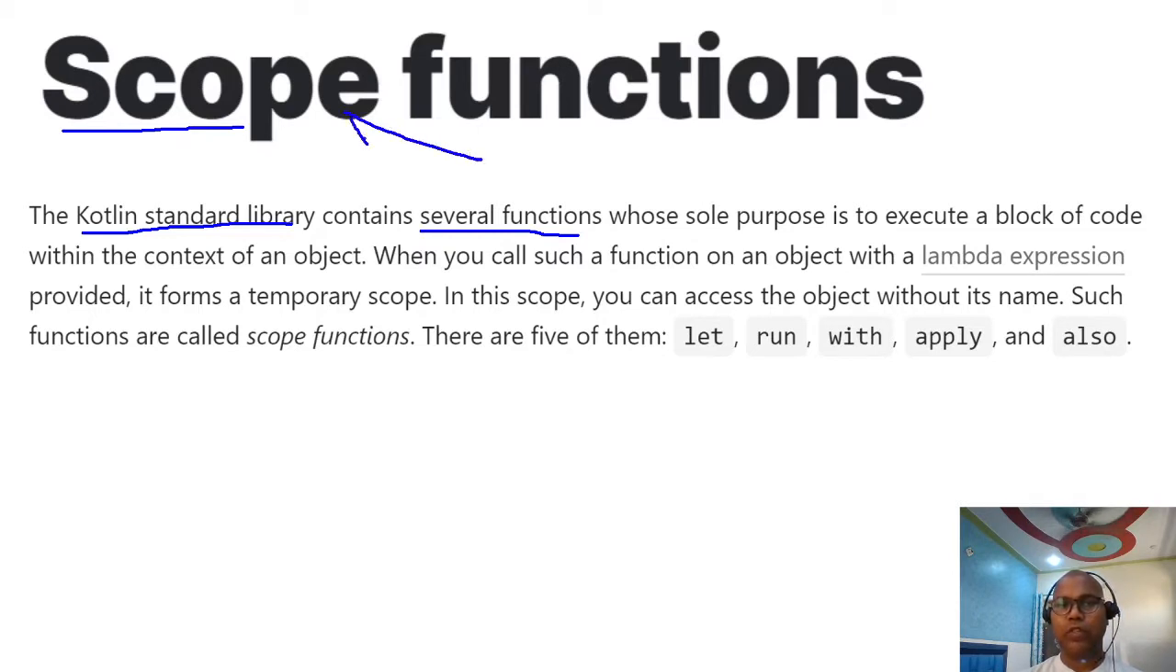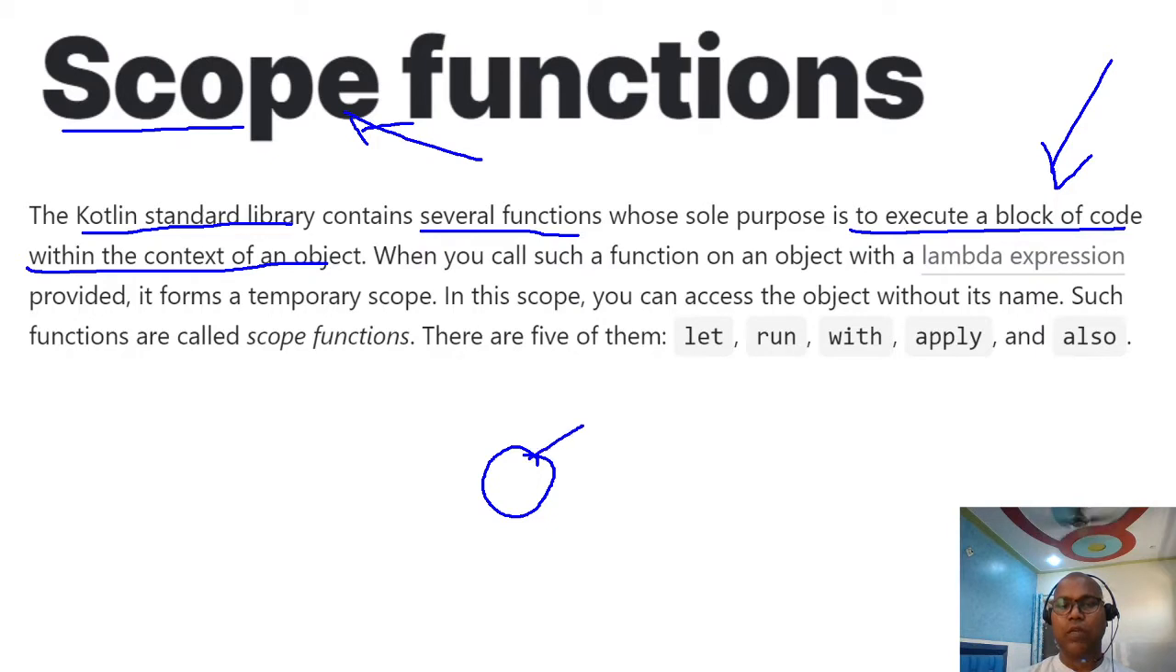The main purpose of these scope functions is to execute a block of code within the context of an object. They offer a place where a developer can execute a set of code, a block of code, within the context of a particular object. Let's say we have one object. These functions offer a place where you can access or modify the attributes of this object, and a set of code can execute within the context of that particular object. To be clear, scope functions let a developer execute a set of statements within the context of a particular object.